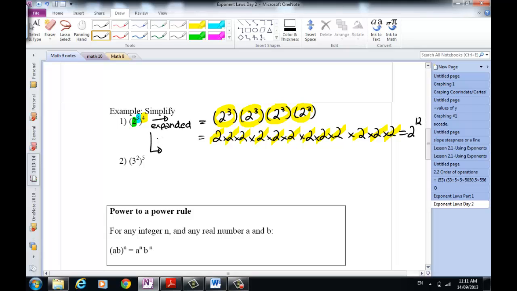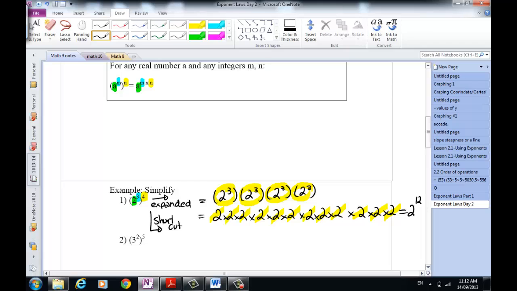Or if I used my shortcut, I would have said, okay, my rule states, we look up here, that I have my base. So my base is 2. My exponent inside is 3. And my exponent outside is 4. And 3 times 4 is 12, so I get 2 to the power of 12. And notice that with a lot less work, I get the solution right away.